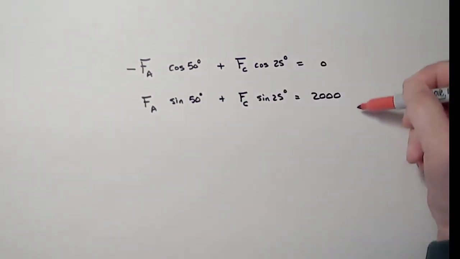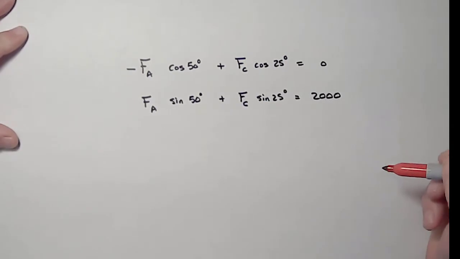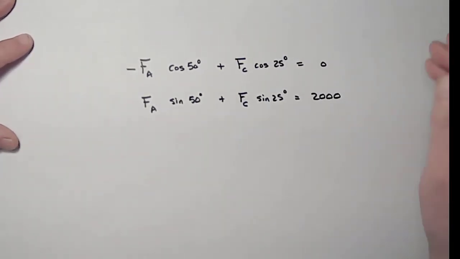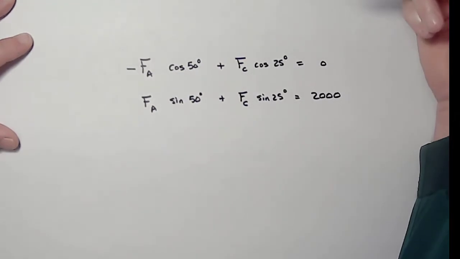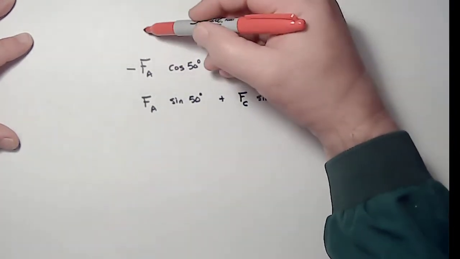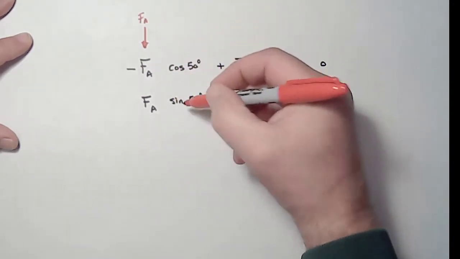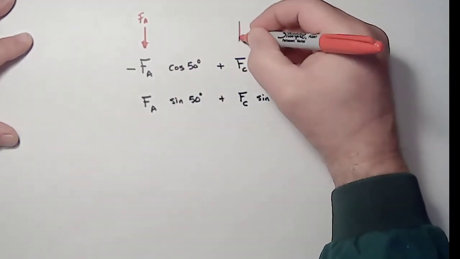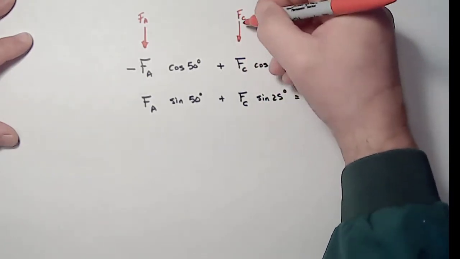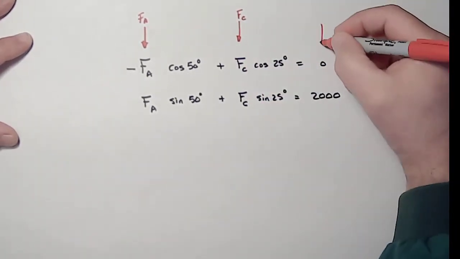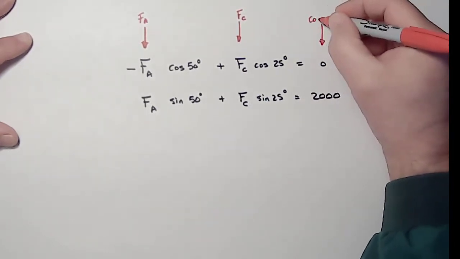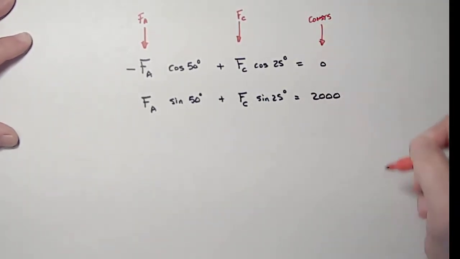Here are my two equations and two unknowns. You may recognize these. These were from one of the other example problems, and I know the answers to these. What I do is I organize my variables. These are all the FA multiples in this column. These are all the FC multiples in this column. This column on the other side of the equal sign has constants.